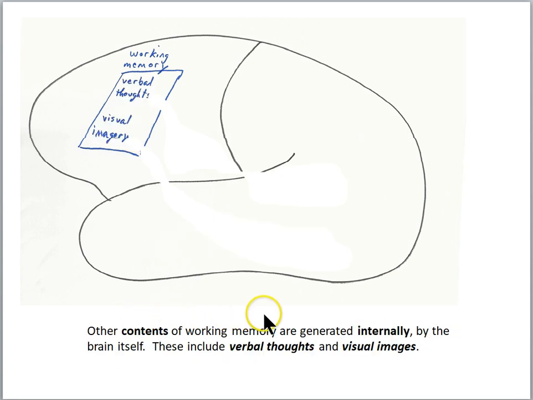Other contents of working memory are generated internally by the brain itself. These include verbal thoughts and visual images. Let's first consider verbal thoughts. Now, what is it to have a verbal thought? The idea here is we're thinking, and we can do this quietly.